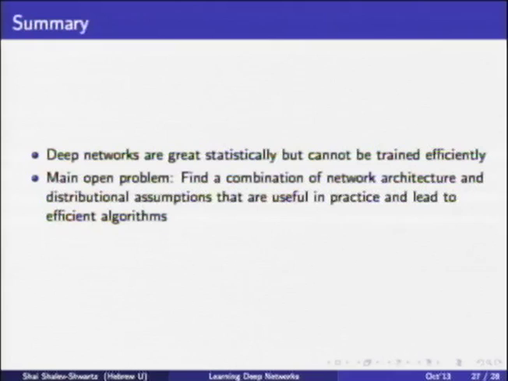So deep networks are really great statistically, but cannot be trained efficiently, and I think that's the main open problem for more rigorous study of neural networks: how to find a combination of network architecture and distributional assumptions that are useful in practice and lead to efficient algorithms. And what I showed you is just a few attempts.